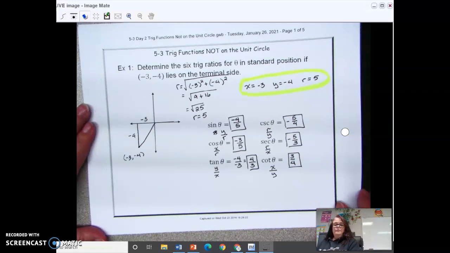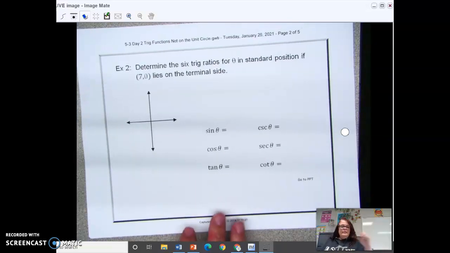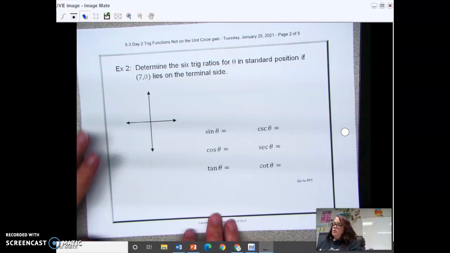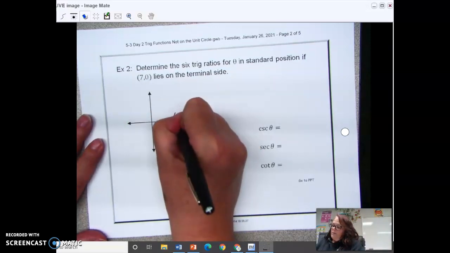All right, so if you need more time, go ahead and pause the video. So let's take a look at the next one. This one is talking about a point lying at (7, 0). So that's somewhere right about here.